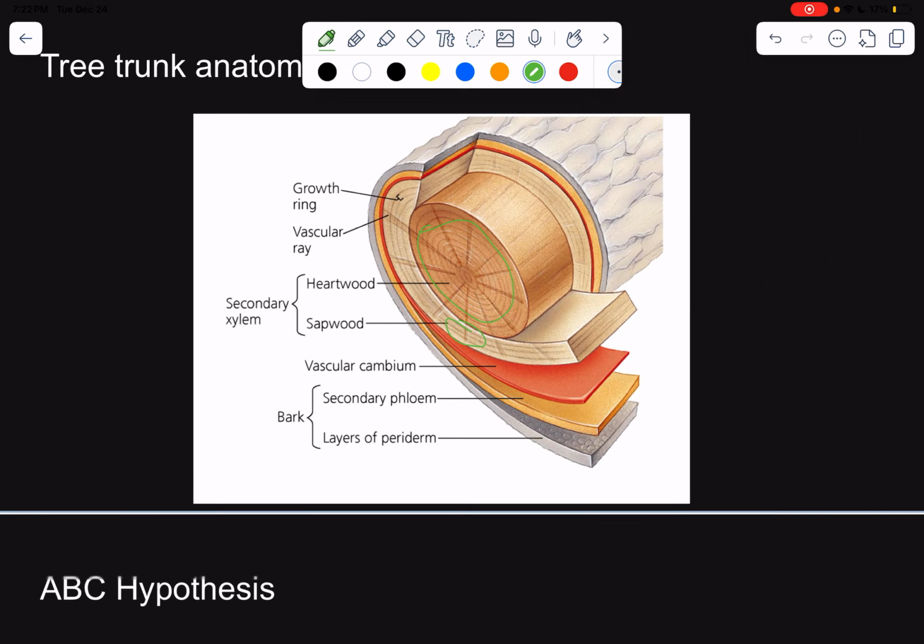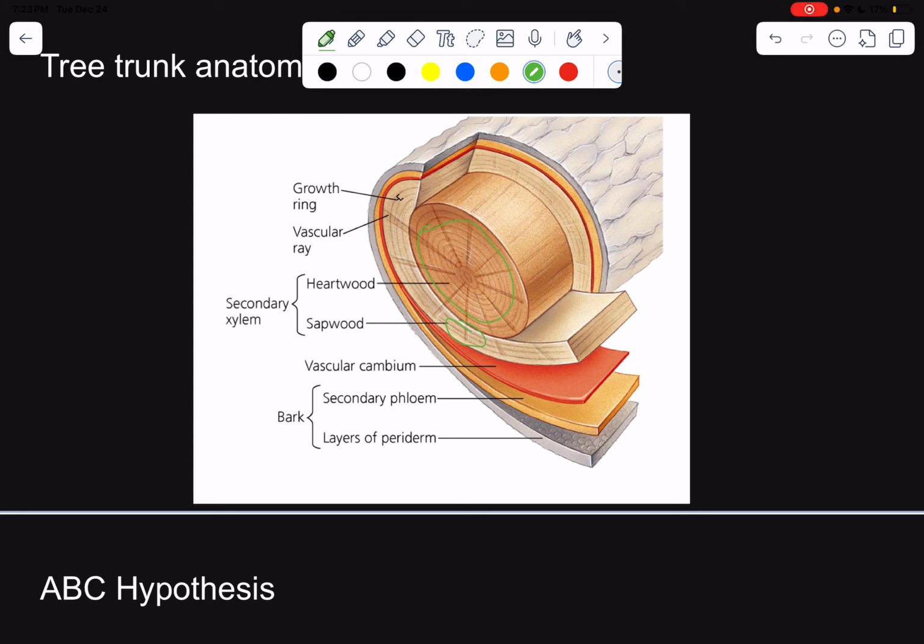Now, one of the most important parts of this section is really the ABC hypothesis. And the ABC hypothesis specifically refers to the three groups of genes that control the parts of the plant or organ, like they identify the organ that should be there.